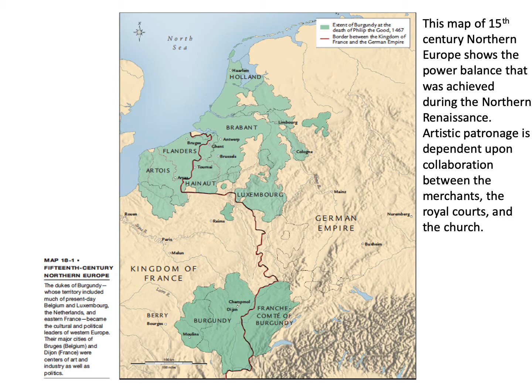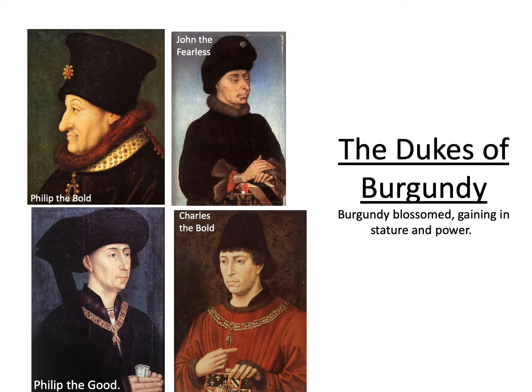What happened was that there was a lot of intermarriage between the power of Flanders and the power of Burgundy. And so due to that intermarriage, they ended up with a group of people together that ruled Burgundy at this time, or Northern Europe at this time. Those four people were called the Dukes of Burgundy. There were four of them: John the Fearless, Charles the Bold, Philip the Bold, and Philip the Good.